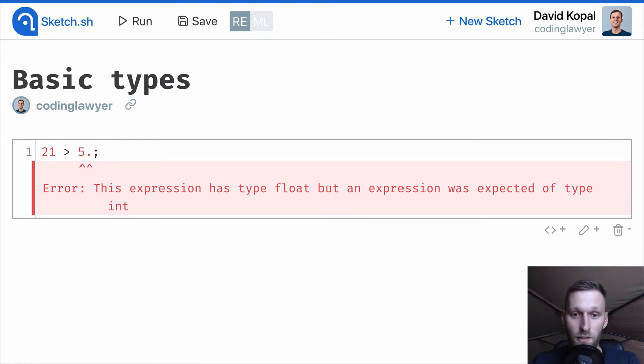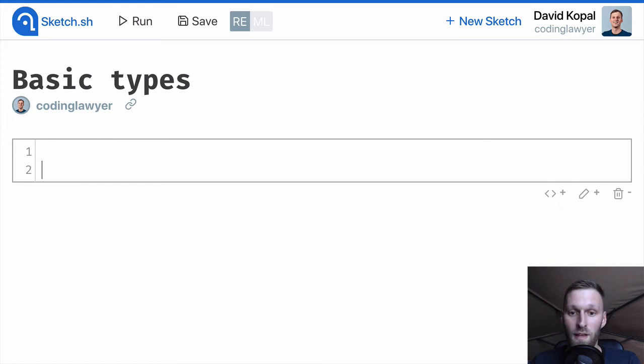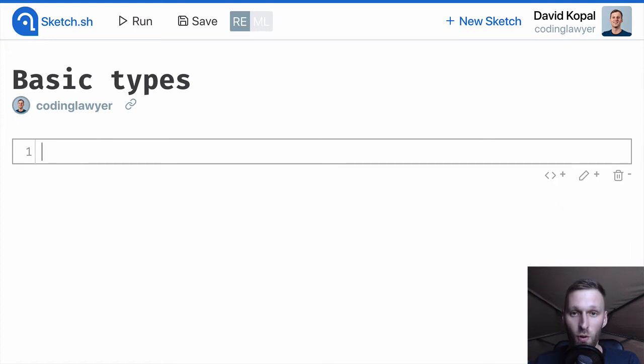Now we try to compare 21 with 5 point. And we got a type error, since comparisons are only allowed between two values of the same type. Now, comparison operators always give you a Boolean value, and you may compare values of any type. So that's why these operators are called polymorphic. But the two values that you compare always have to be of the same type at the time.